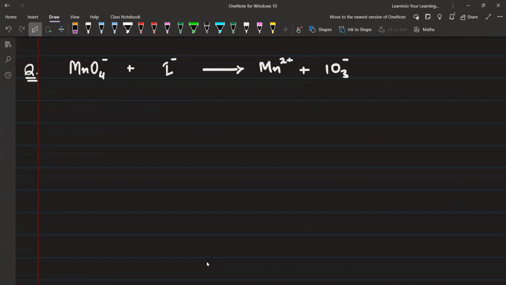So the calculation of F. Calculation of F, right? So you calculated the oxidation number, yes or no? Yes. You calculated the oxidation number, right? Okay. What is the oxidation number of Mn?